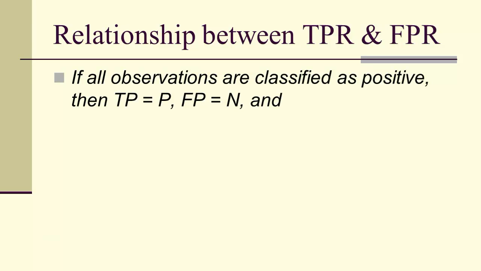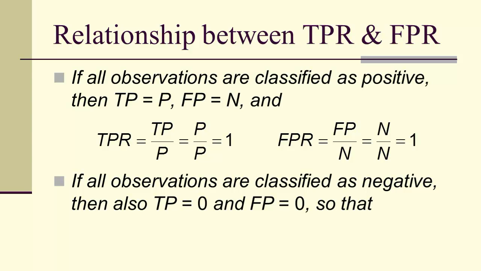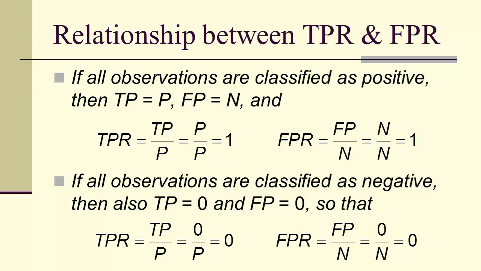Now, in order to do that, we're going to look at the relationship between the true positive rate and the false positive rate. So if all the observations are classified as positive, then the true positives equals the positives, the false positives is the negatives, the true positive rate is 1, and the false positive rate is 1. If everything is classified as negative, then the true positives and false positives are both 0 because everything's negative. So the true positive rate is 0 and the false positive rate is 0.